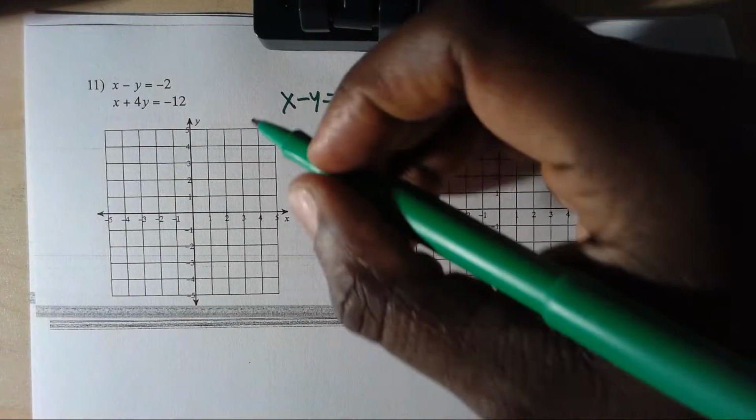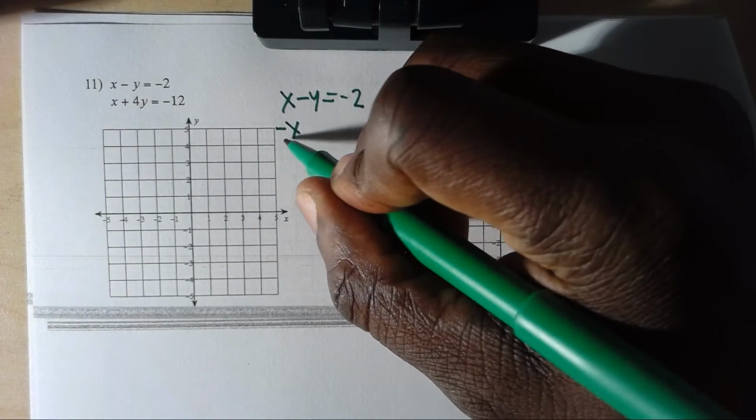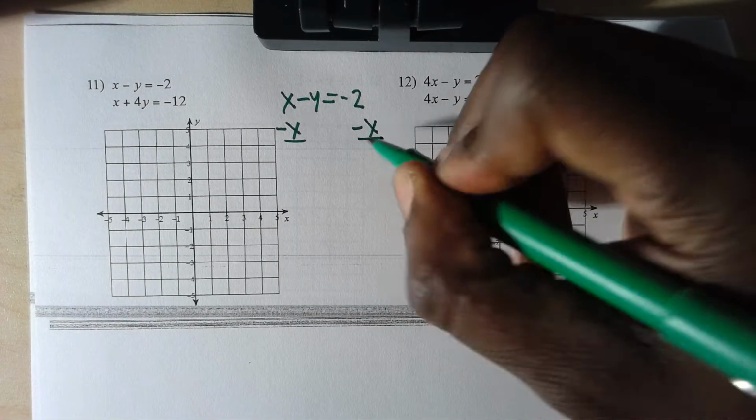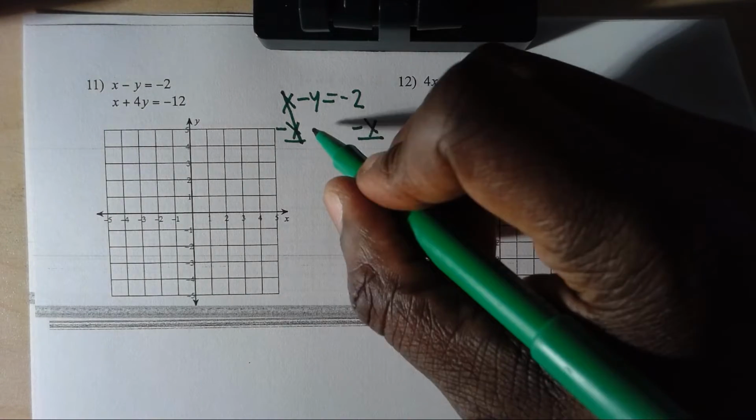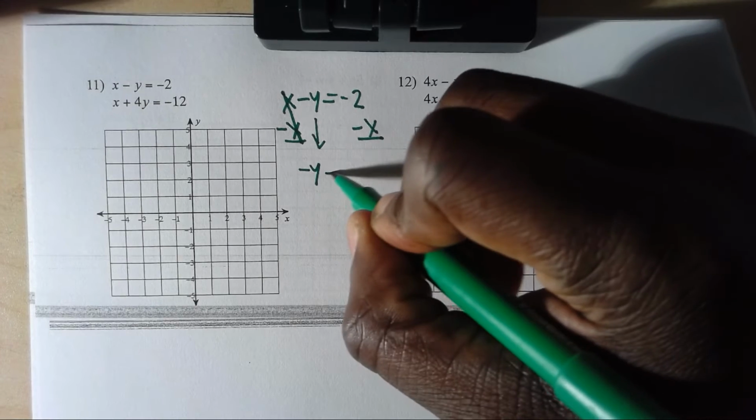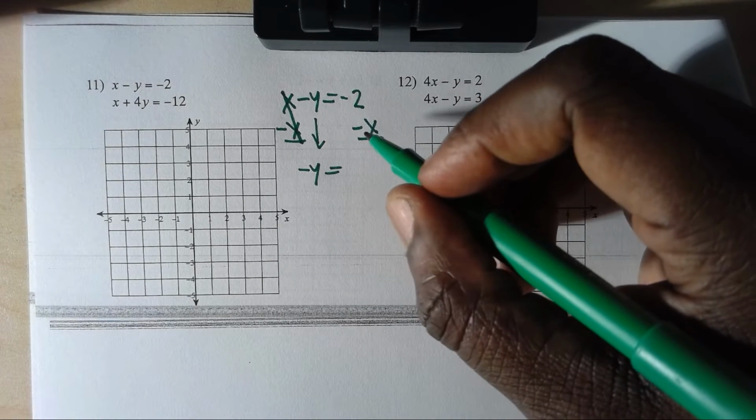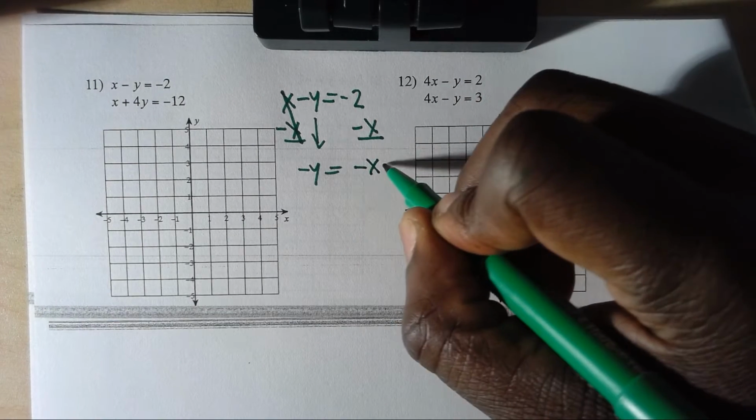First thing I want to do is get rid of x. I'm subtracting x on both sides. This is so I can get the y term by itself. I'm bringing down my minus y, and then over here, these are not like terms. I'm going to get -x minus 2.